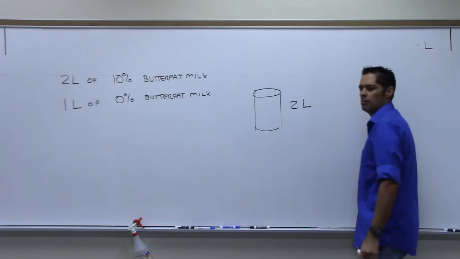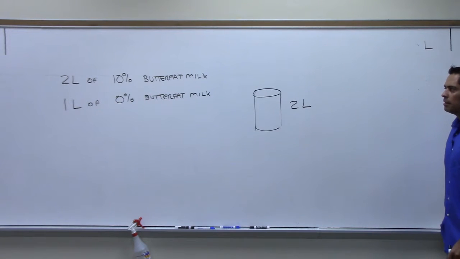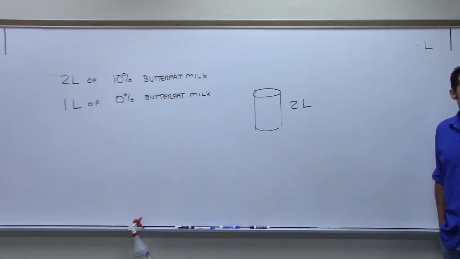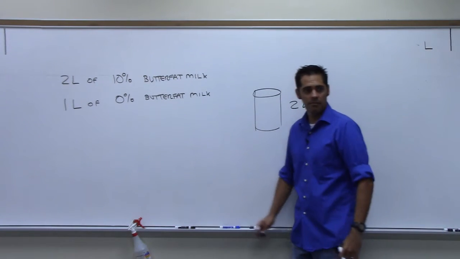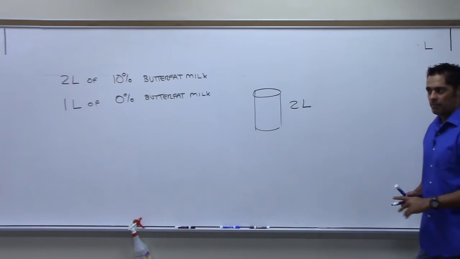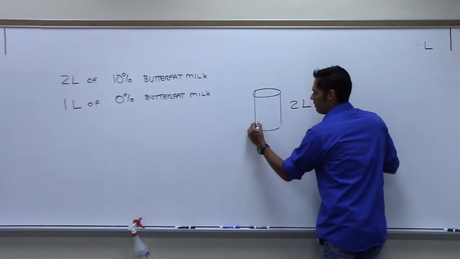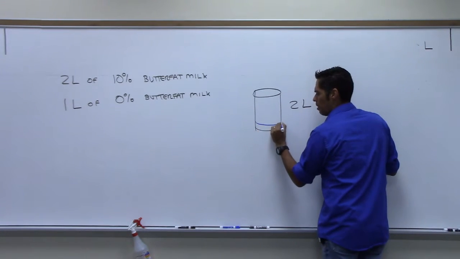Two liters, right? It's 10% butterfat milk. That means 10% of it is butterfat, I guess? Yes? So how much of this is butterfat? Only 10%, which is a small amount, let's say.